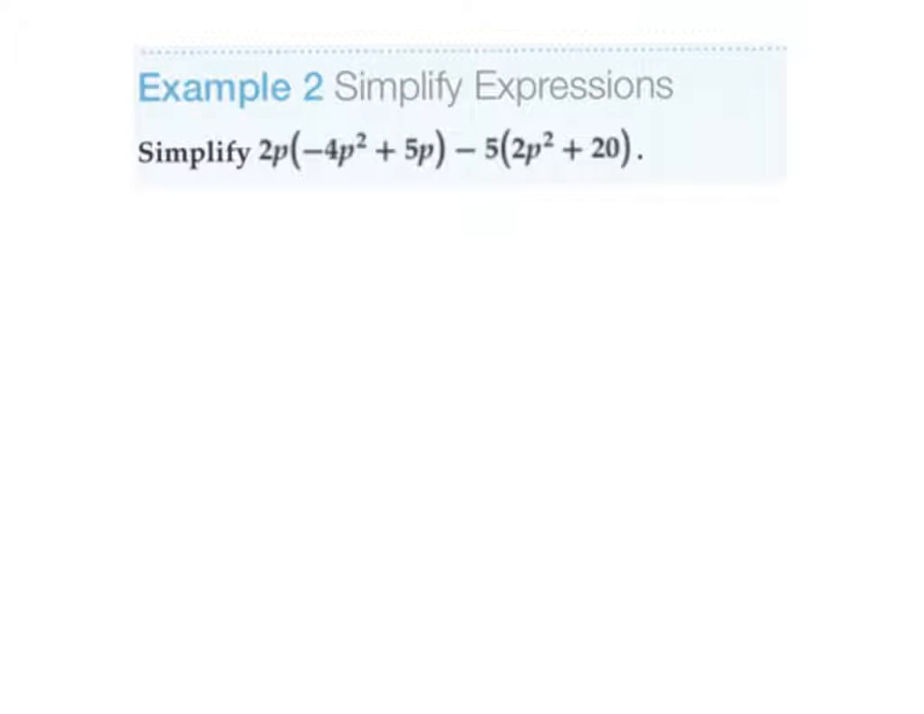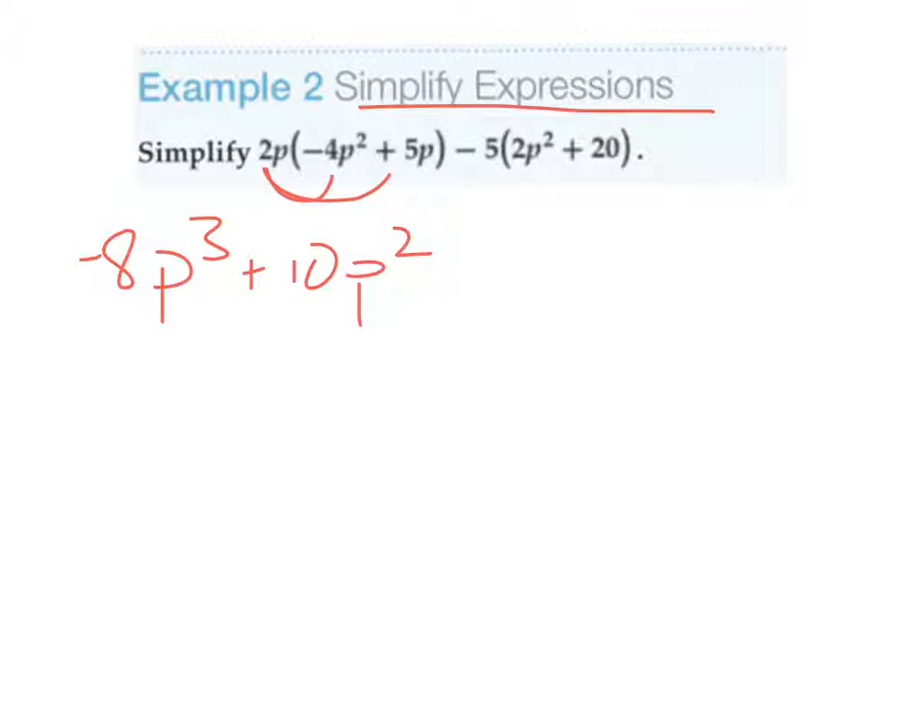So the first thing we want to do when simplifying expressions is do the distributive property. So in this problem, I'm going to multiply this. So that'll be a negative 8p cubed, which will then give me a plus 10p squared. And this is a negative 5 multiplied. That gives me a negative 10p squared.